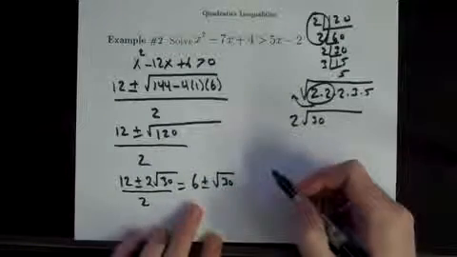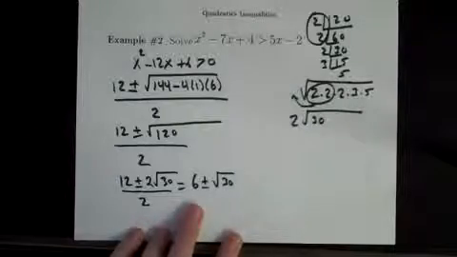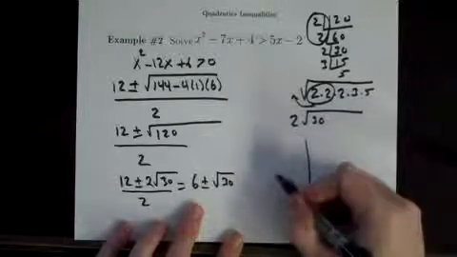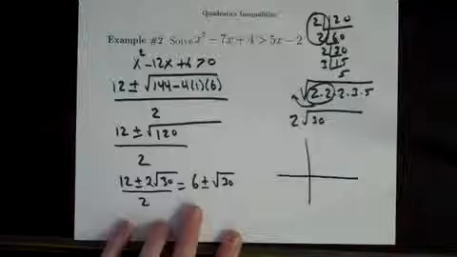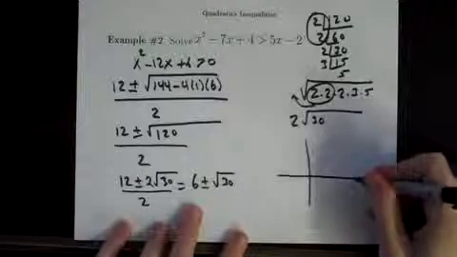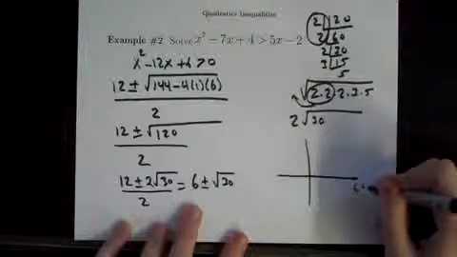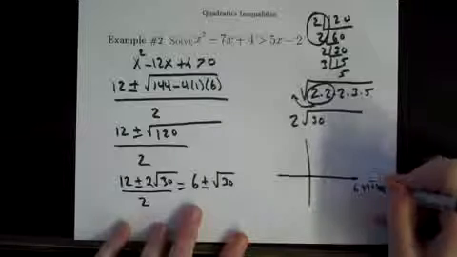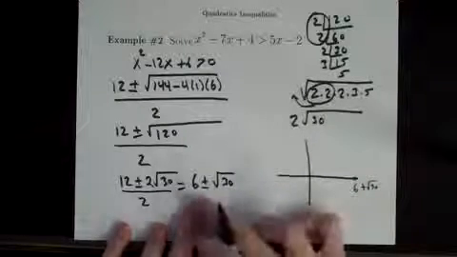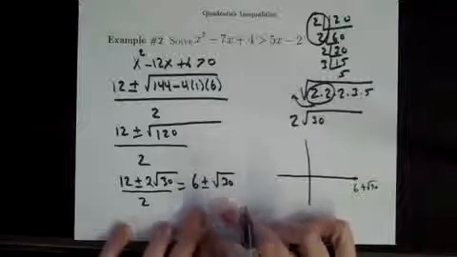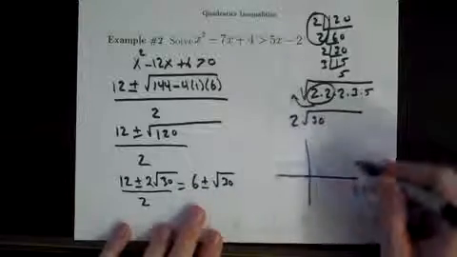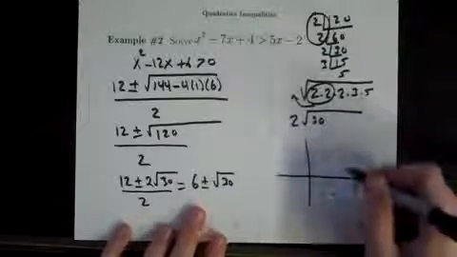So we just do a little graph. Now this is a little bit tricky. Okay. So 6 plus root 30 we know is positive. So I'm going to put a little dot right here. 6 plus root 30. Now what I want to know is 6 minus root 30. Is that positive or negative? Like, should I put the dot over here and draw a parabola? Should I put the dot in the positive area and draw a parabola?